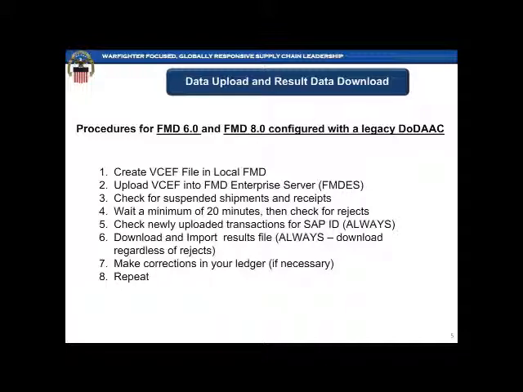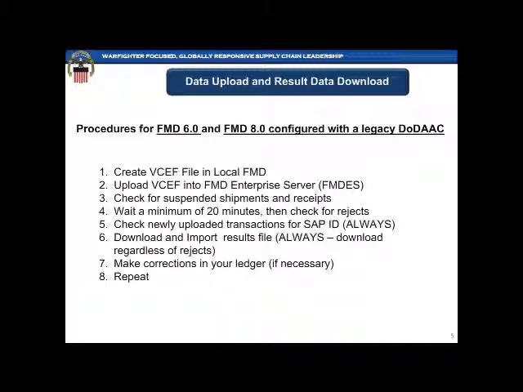So the procedures here for the FMD 6 and 8 configured as 6.0 or legacy DODACs. The first step, and this hasn't changed, you're still going to create the VCF file in your local FMD ledger. The second step, upload the VCF file into FMD Enterprise Server. From here on out, I'm going to call it FMD ES. That's how you'll see it labeled. But that's the FMD Enterprise Server.